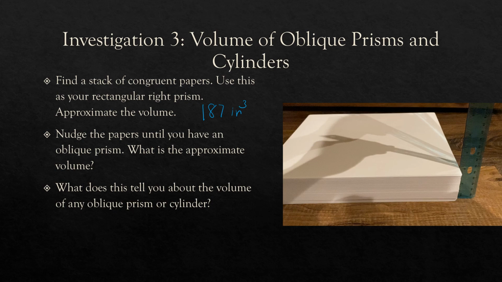Nudge the papers until you have an oblique prism. What's the volume now? Did the amount of paper change? No, so the volume should be the same. What does this tell you about the volume of any oblique prism or cylinder?